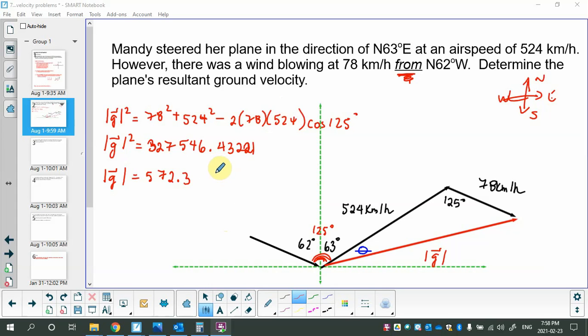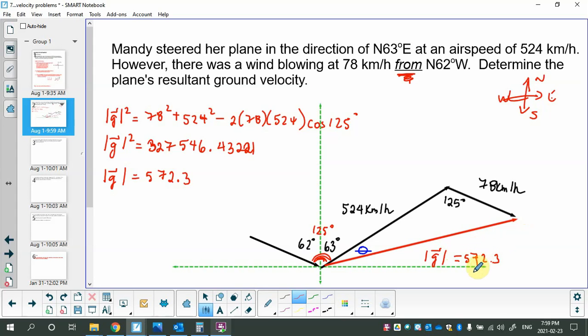So now I know how fast this plane is going. It kind of makes sense that if the pilot, Mandy, steers her plane in this direction at 524 kilometers an hour, and this wind comes sort of behind her, not directly behind her, but at an angle behind her, it'll push her off course to the course that she actually wants, and she'll be faster. So to me, that makes sense, even though I have no pilot experience.